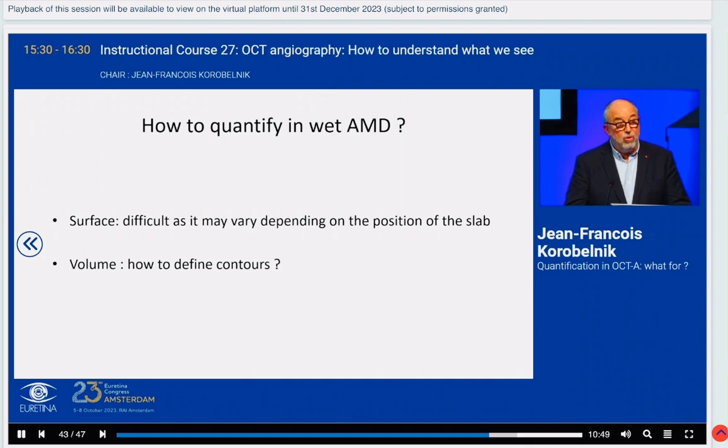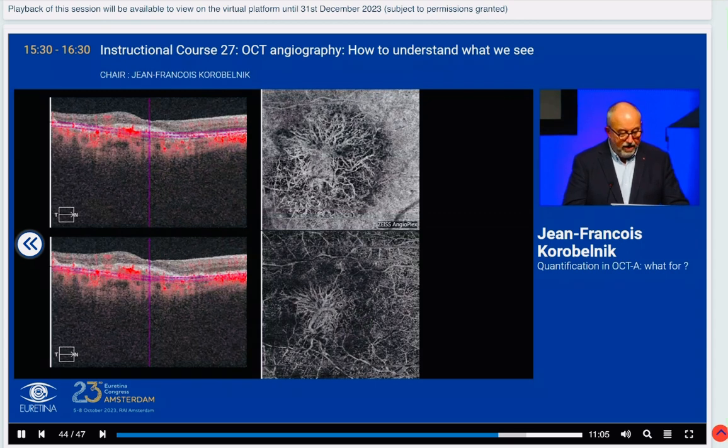But how to quantify those new vessels? Is it feasible? Is it the surface? Is it the volume? And it's very difficult because very often it depends on the position of the slab. Where do you put the slab to isolate the CNV? You see here, it's the same patient, the same day, the same acquisition, but during the analysis of the flow, the slab, you see those two pink dotted lines, I just moved them up and down, and you make appear or disappear the complex, the membrane.